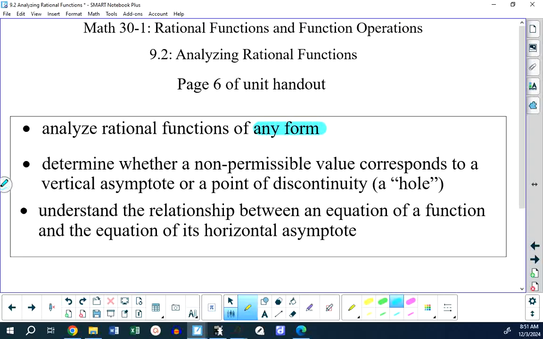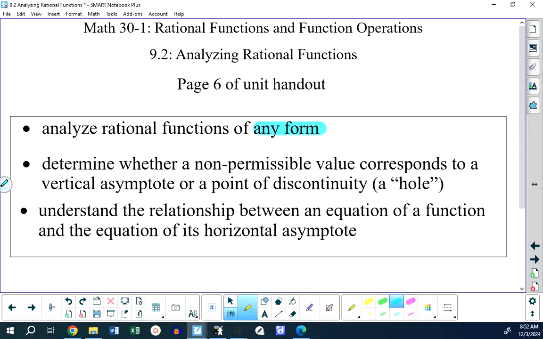It turns out that when you find a non-permissible value for a rational expression for x, that non-permissible value manifests itself visually on the graph in one of two ways. It might look like one thing, or it might look like something else. One of those things is a vertical asymptote, and one of them is what I prefer to call a point of discontinuity, but what the diploma exam very often calls a hole. I think a hole is a good word for what it is, but it seems like a non-sophisticated way of describing it. It's a point of discontinuity.